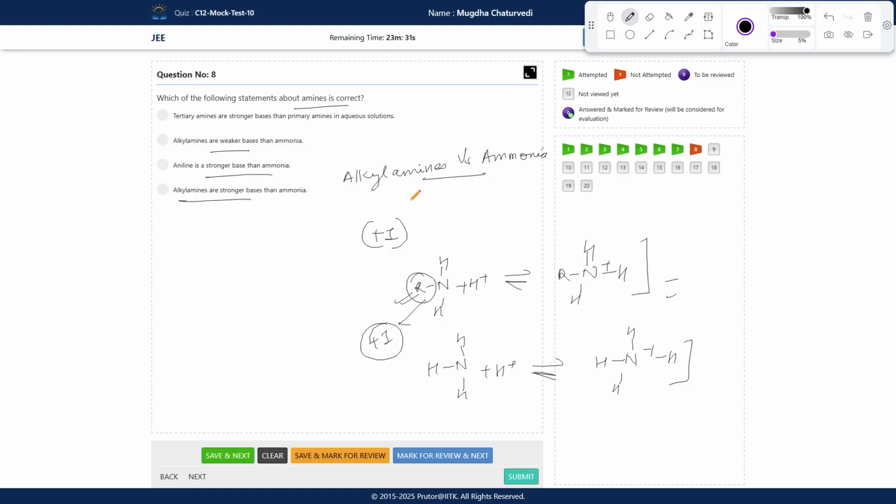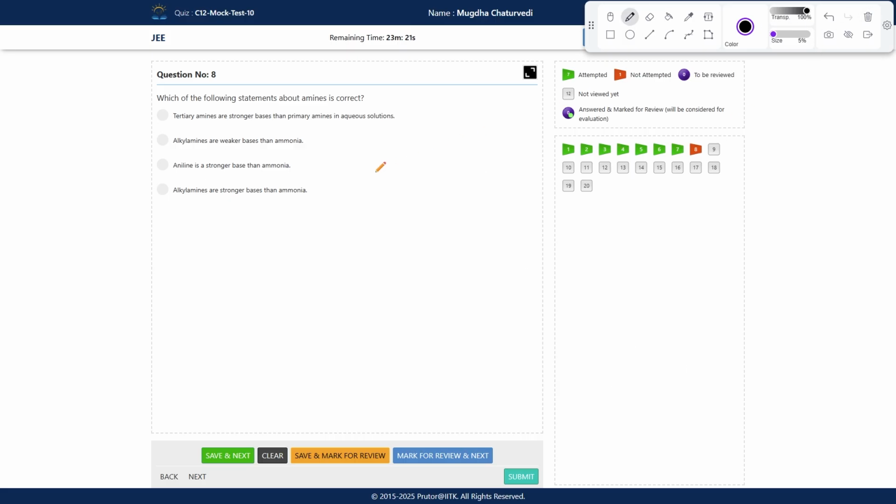Now if you also want to compare aryl amine versus ammonia, this was alkyl amine versus ammonia. Aryl amines are significantly weaker bases than ammonia. This is because of two factors. First is resonance. Second is the stability of the anilinium ion.